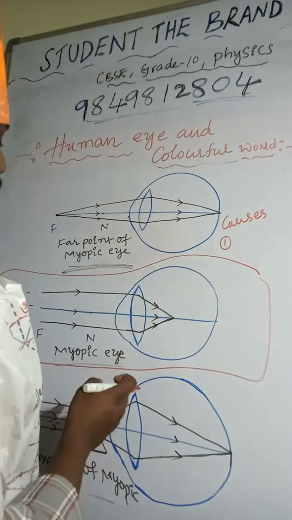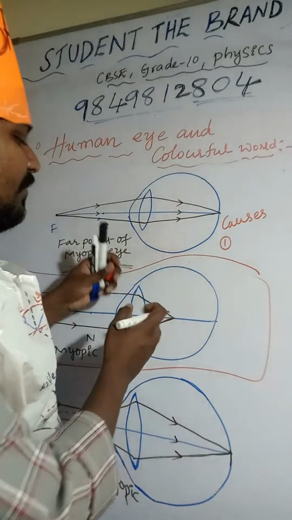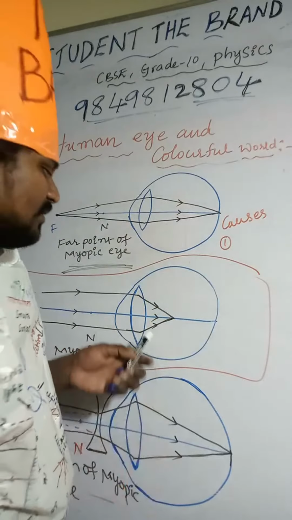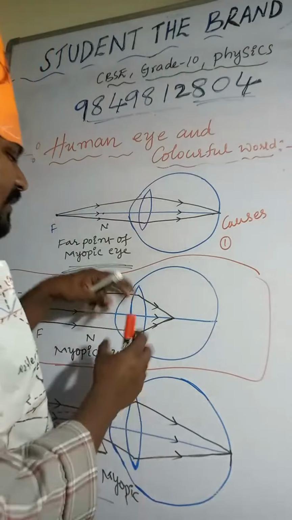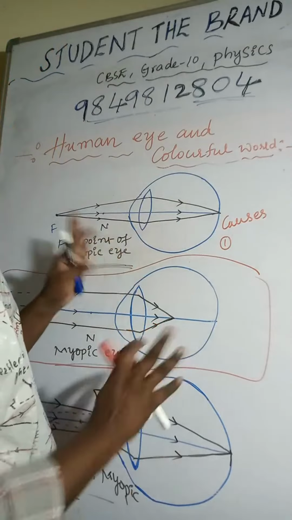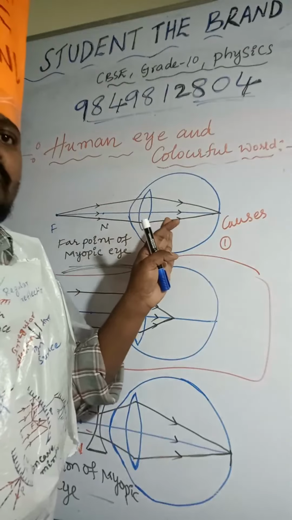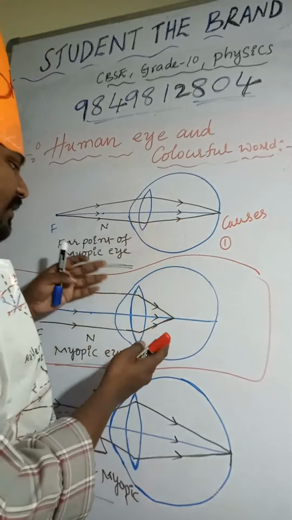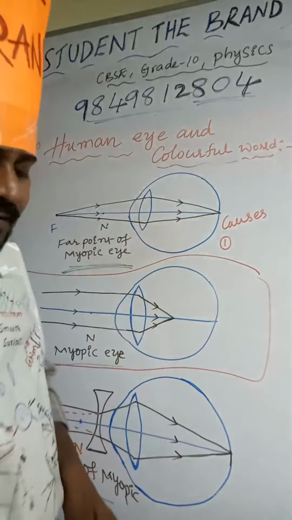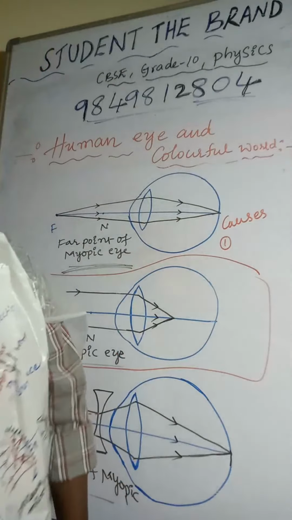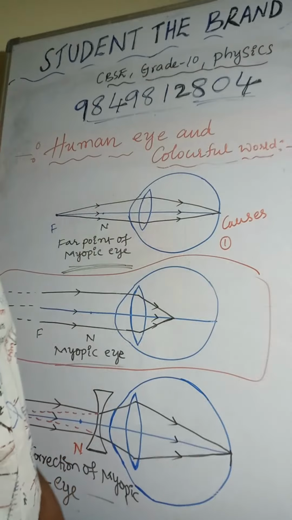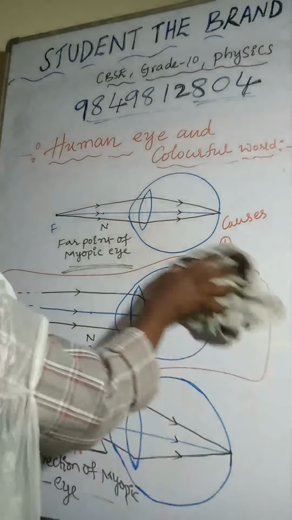Because of that reason, light rays will meet in front of the retina. Or curvature of the eye lens increases. So we can also take curvature of the eye lens increases, then focal length decreases. Understood? We are seeing nearby objects, so power increases, focal length decreases. Clear? Next one we will discuss about hypermetropia.